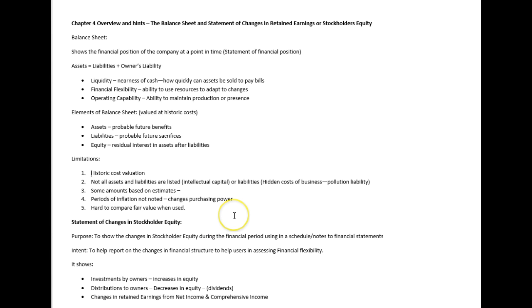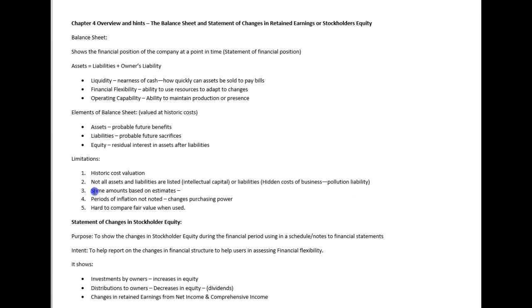Not all assets and liabilities are listed. How about Microsoft and Bill Gates? How do you put a value on Bill Gates or Steve Jobs or an engineer at Ford that created the Mustang? So not all the assets and liabilities are listed, and that becomes an issue. You really have to dig to really know what is valuable.